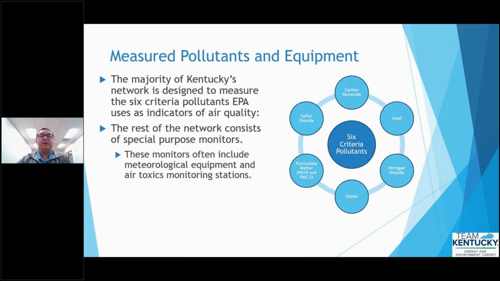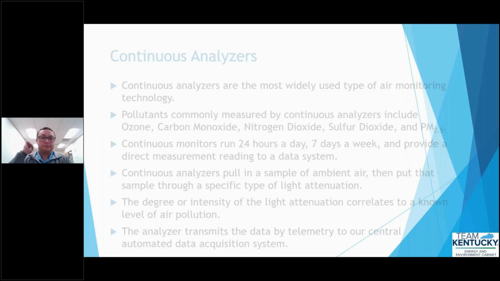So the majority of the ambient air monitoring network is designed to measure the 6 criteria pollutants that have been set forth by the EPA. These pollutants include carbon monoxide, lead, nitrogen dioxide, ozone, particulate matter, and sulfur dioxide. The rest of the monitoring network consists of special purpose monitors that often include meteorological equipment and air toxic samplers and analyzers. Next slide, please.